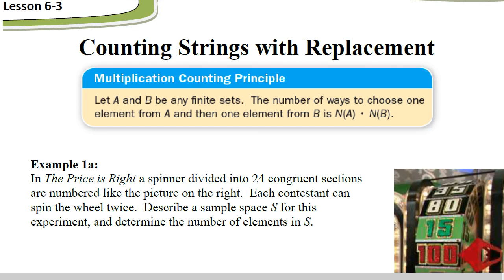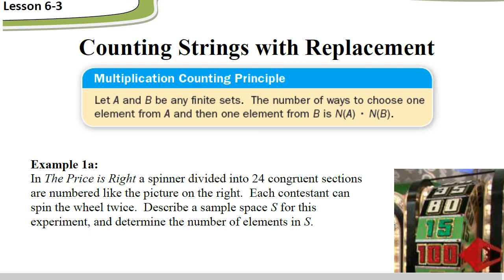Now remember, in the previous lesson, we learned about what was called the addition counting principle, which we used in situations where we had the word or to represent either mutually exclusive events or overlapping events. So remember, we had both of those addition counting principles in the previous lesson.